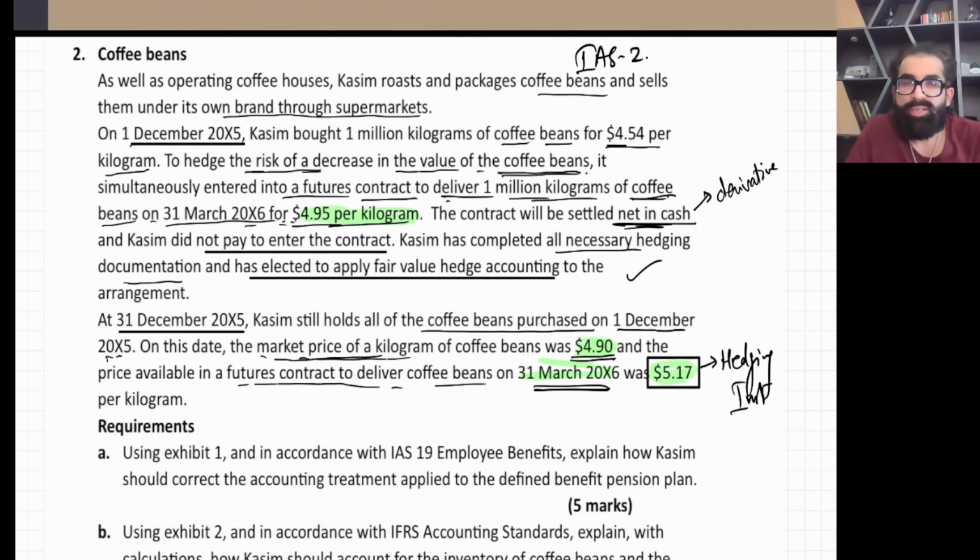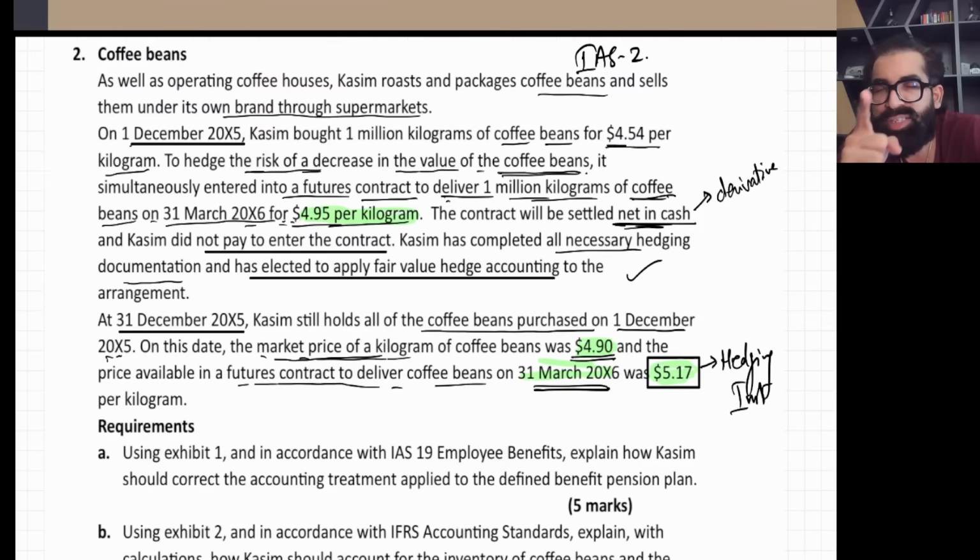Now use your brain. Hope you remember when you did hedge accounting. In hedge accounting, there are two things: one is the hedged item and one is the hedging instrument. So we make the deal in such a way that if there is a gain in the hedged item, then there will be a loss in the hedging instrument.